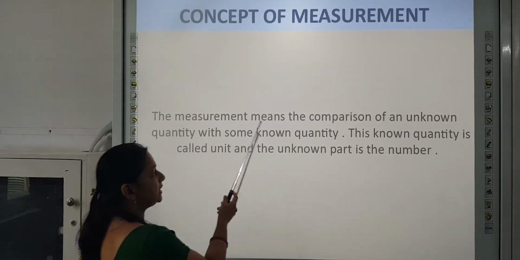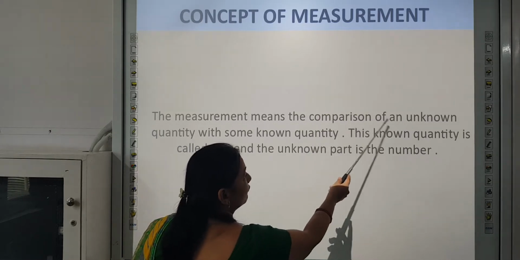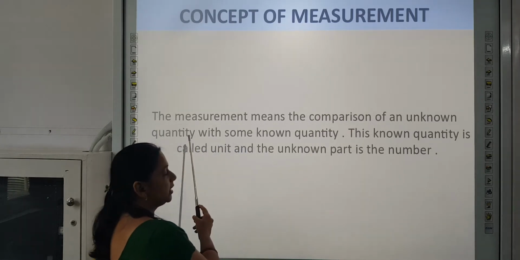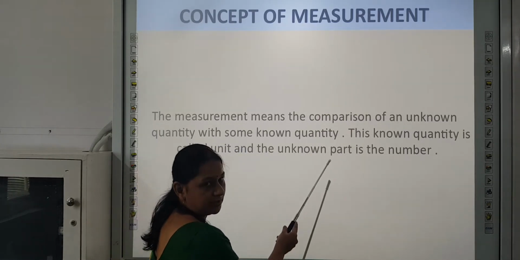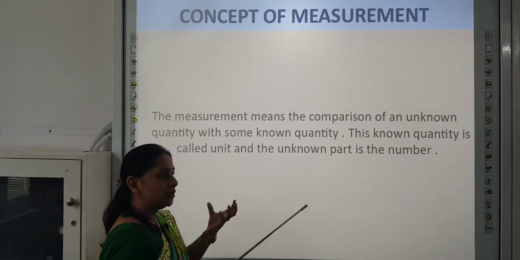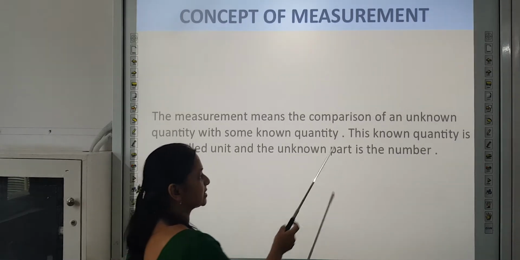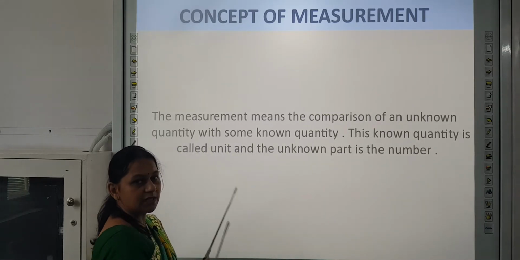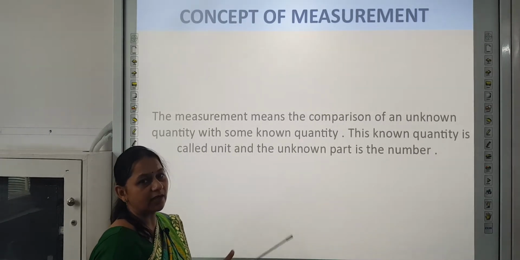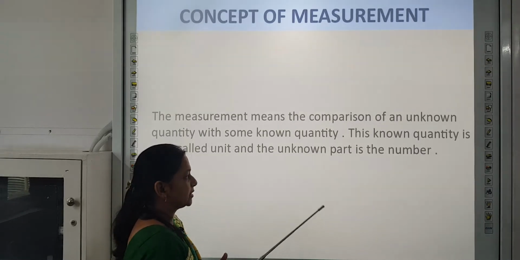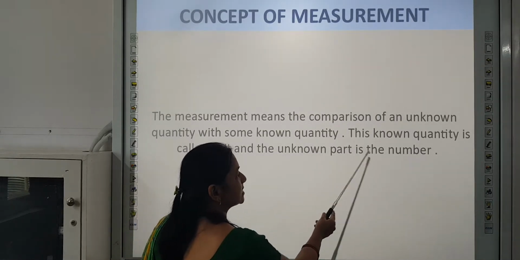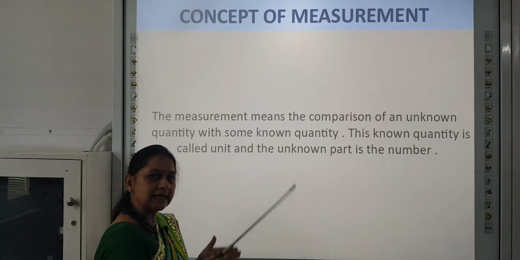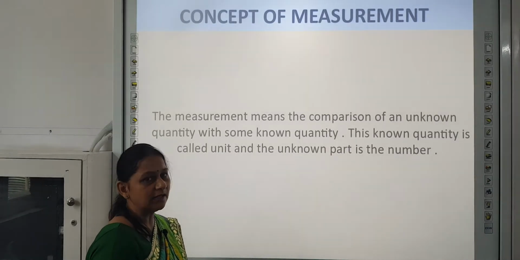Measurement means the comparison of an unknown quantity with some known quantity. It means we need to know some unit or basic measurement. This known quantity is called a unit, may it be meters, kilometers, kilograms or amperes. And the unknown part is the number which defines the correct measurement of a physical quantity.